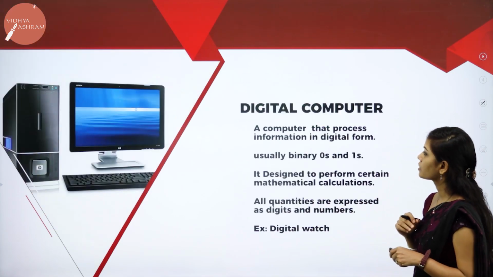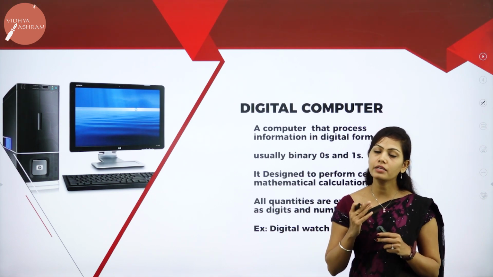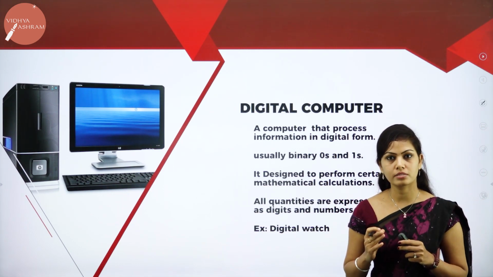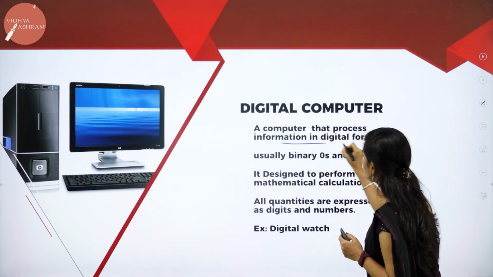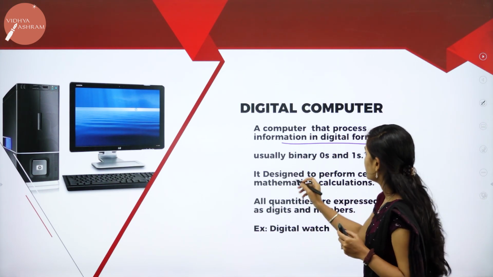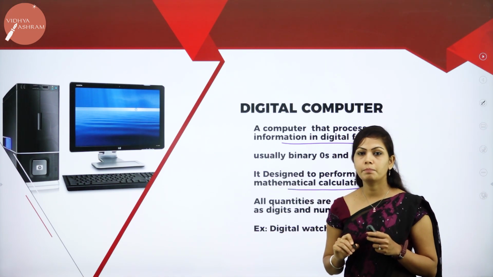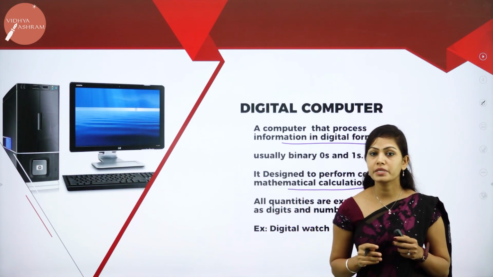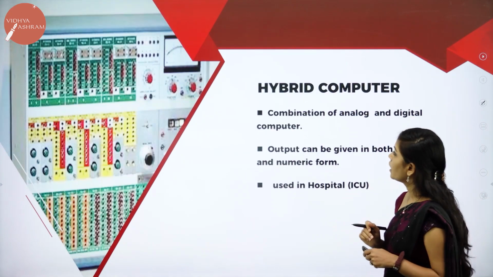The next one is digital computers. Digital computers only operate with zeros and ones. They give output in the form of numbers, called zeros and ones. What are the characteristics of digital computers? A computer that processes information in digital format. Digital format means using zeros and ones. It is designed to perform mathematical calculations. For mathematical purposes, we use digital computers. All quantities are expressed with digital numbers. An example is the digital watch.